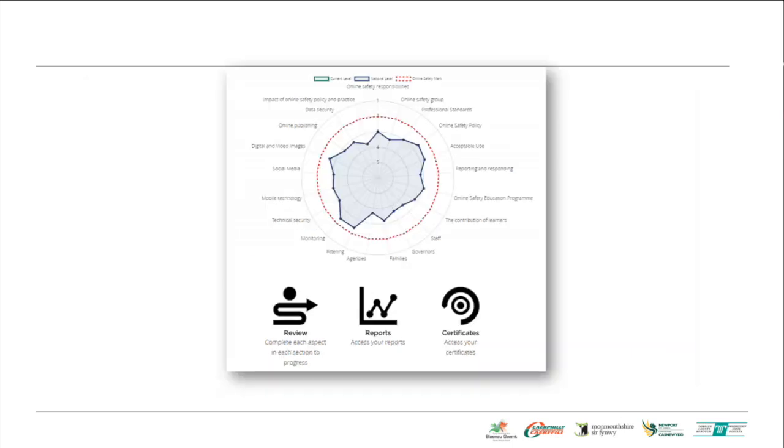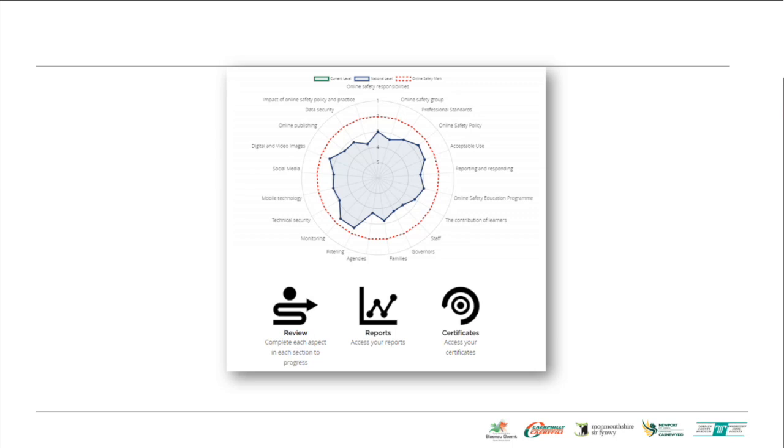As you go through the review and you complete each of those statements and elements, you'll then see on your dashboard a radar graph that begins to be populated. And what this will do will provide you an overview of your school's progress within the tool, and also then the areas that need specific improvement.